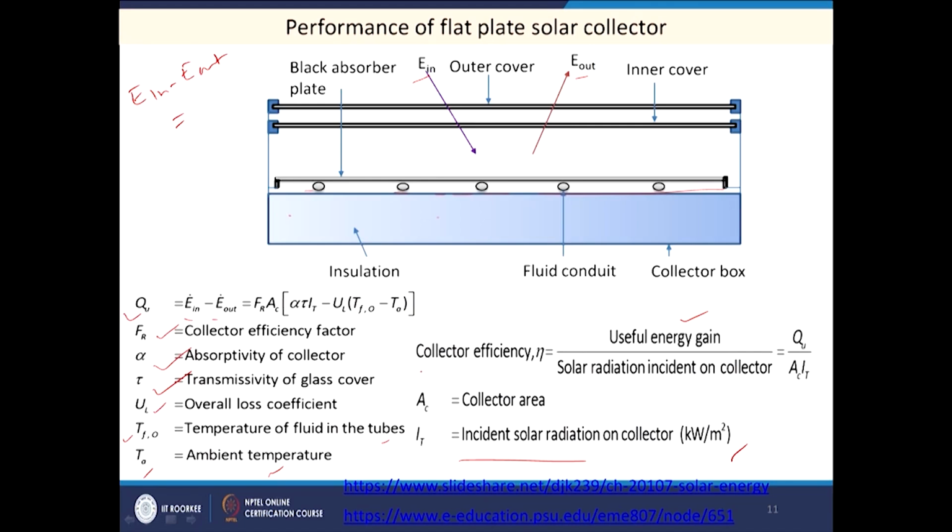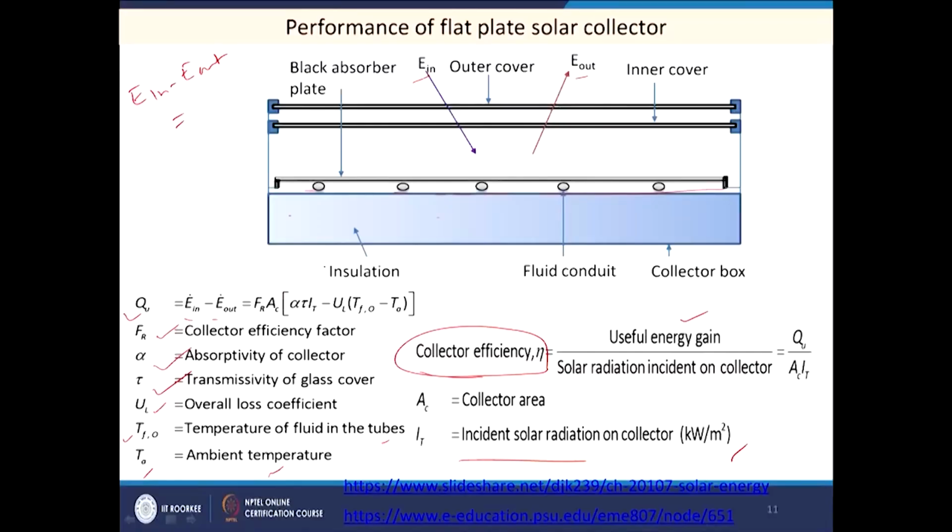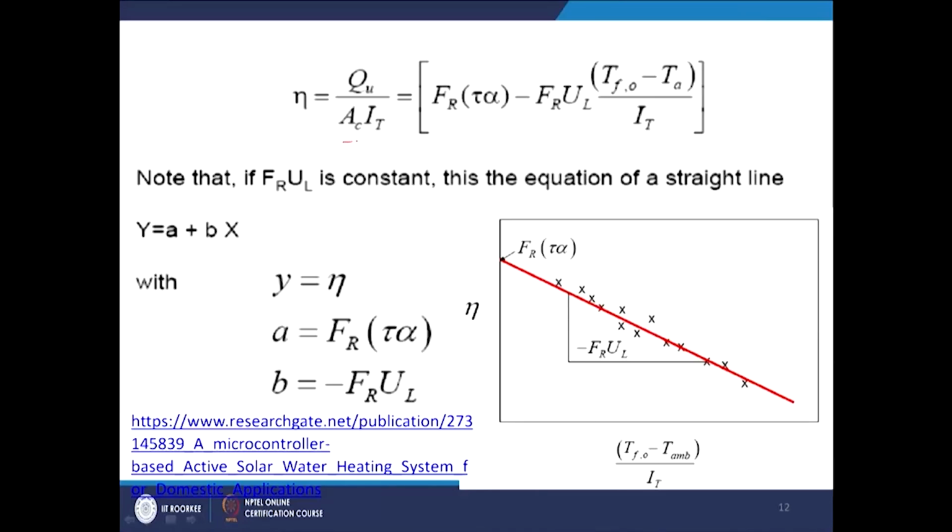So, if we want to get the collector efficiency, this is equal to how much energy we are getting, that is E in minus E out, divided by how much energy was available in the incident radiation. So, if the surface area is A C and I T is the incident solar radiation, the total solar radiation in kilowatt per meter square, and this is the amount of heat we are getting from the system. So, Q U by A C into I T is our collector efficiency. Now, efficiency is equal to Q U by A C I T, but now what is our Q U?